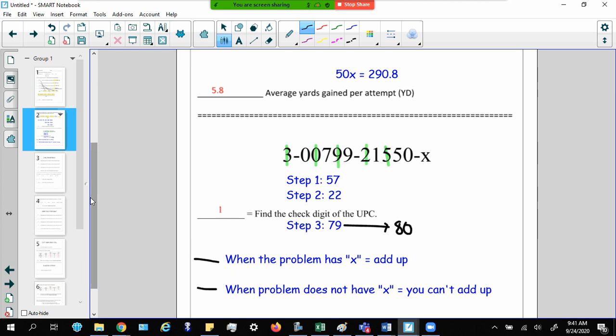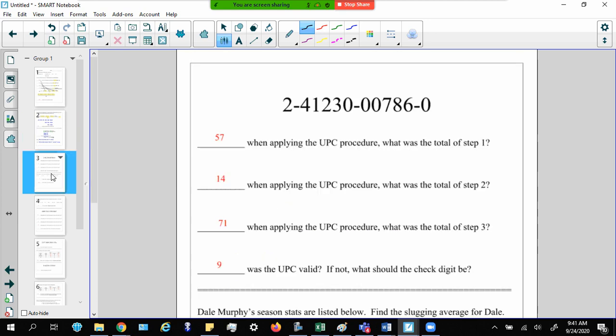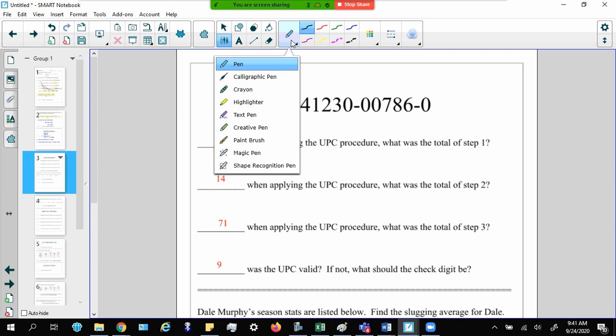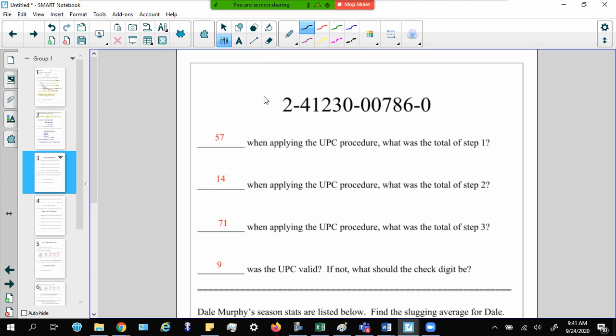Now, I think we're going to get to a problem where it doesn't have x, but we'll get there in a second. Well, right now. Okay, we're doing this right now. So here we go. We have, let's see, a UPC, and we're going to do the same old thing here, there, there, there.